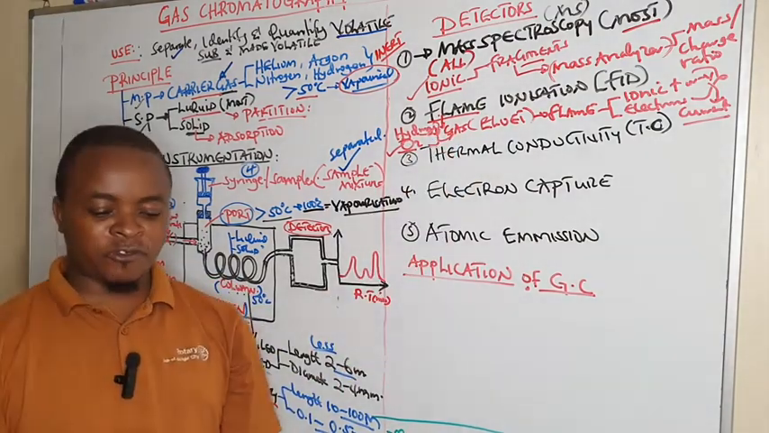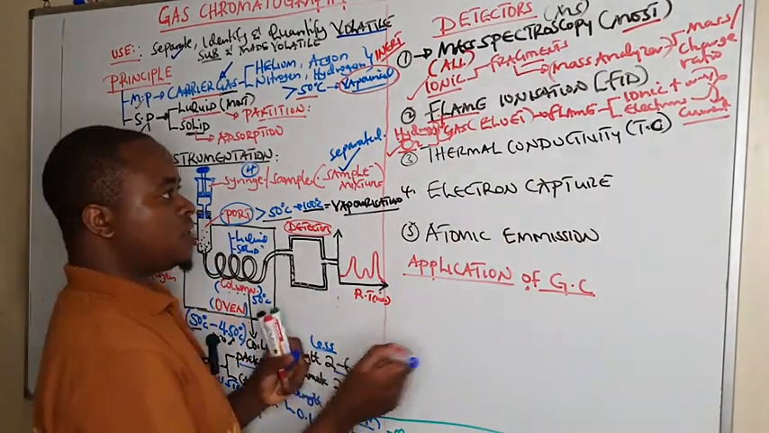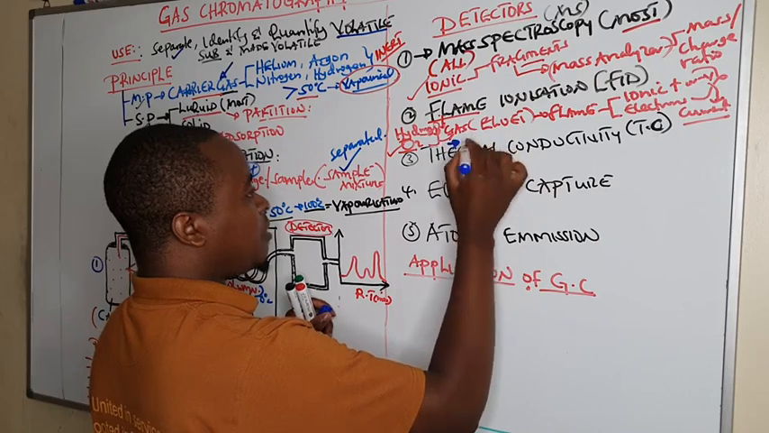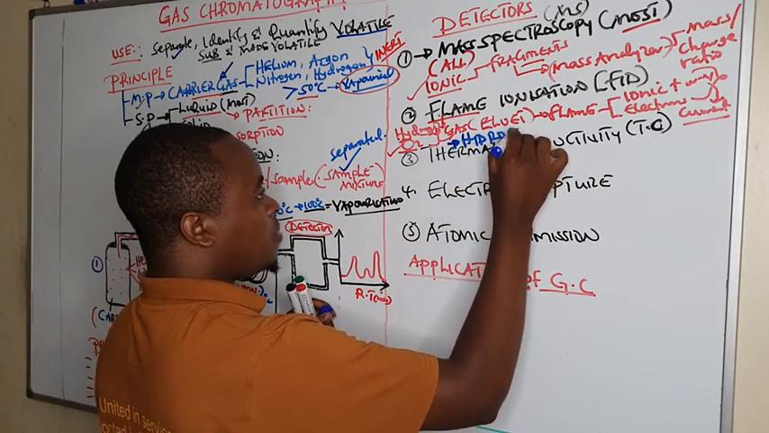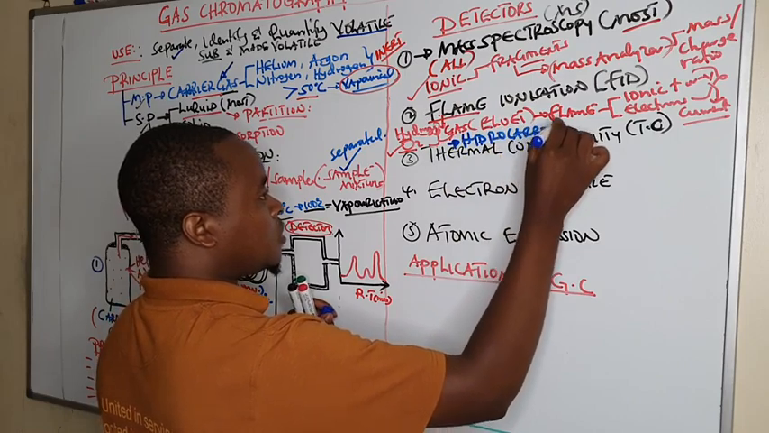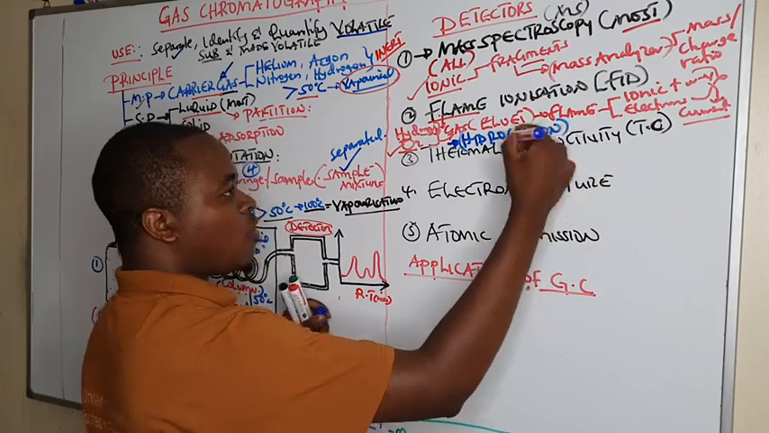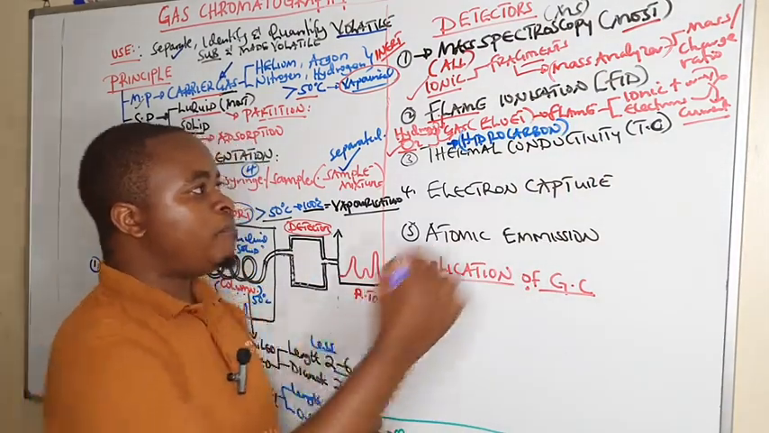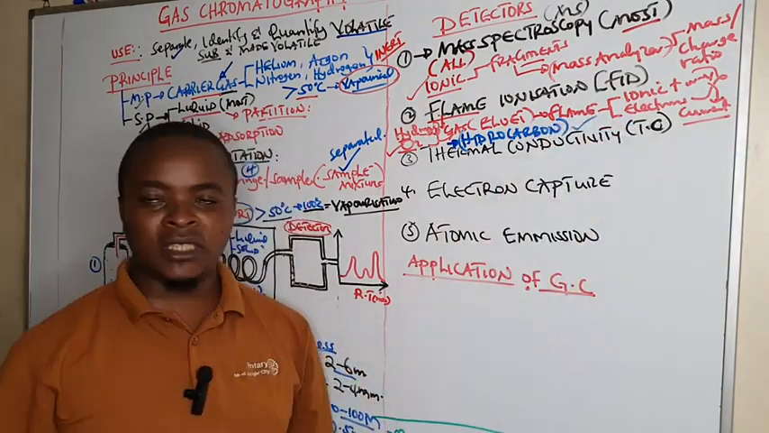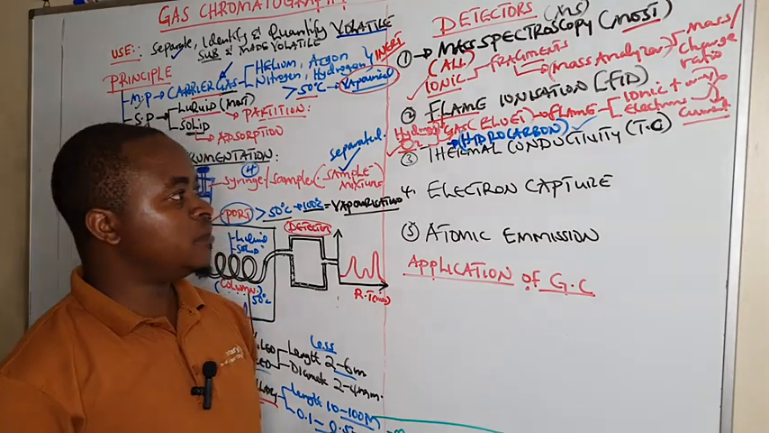And this is best for hydrocarbon compounds. It is most applied to separate or identify hydrocarbon compounds. So compounds which are organic or which are hydrocarbon in nature are best identified using flame ionization.